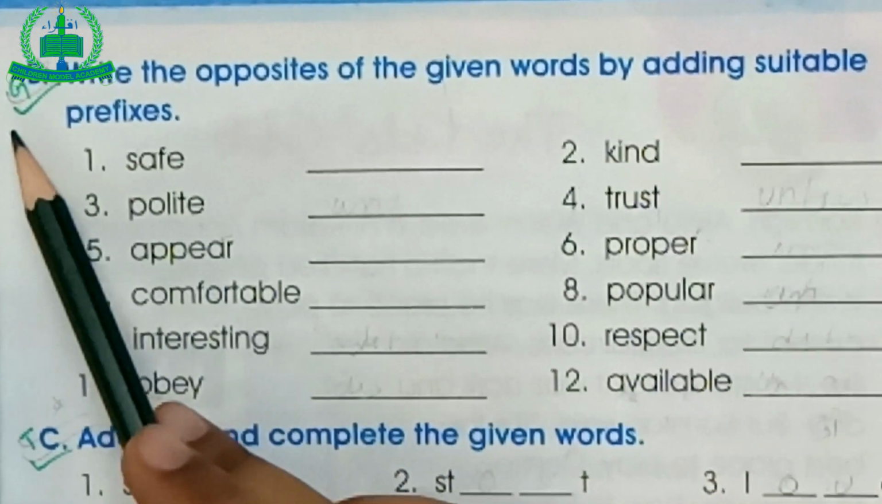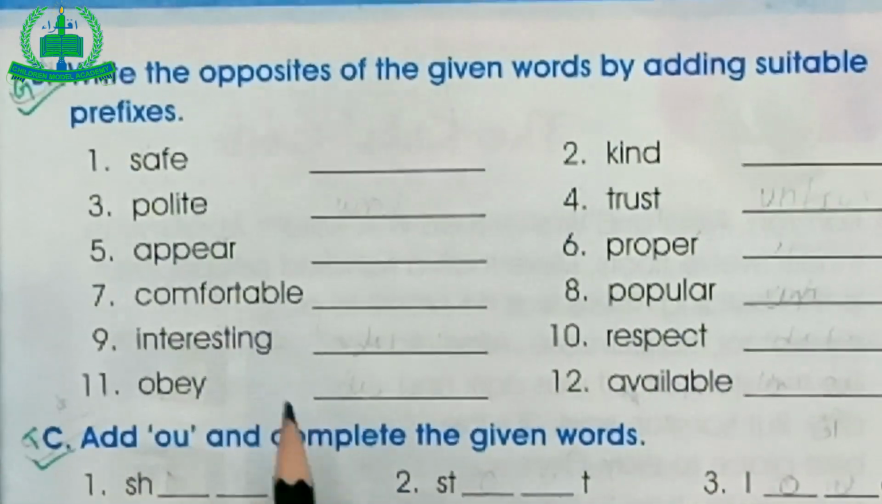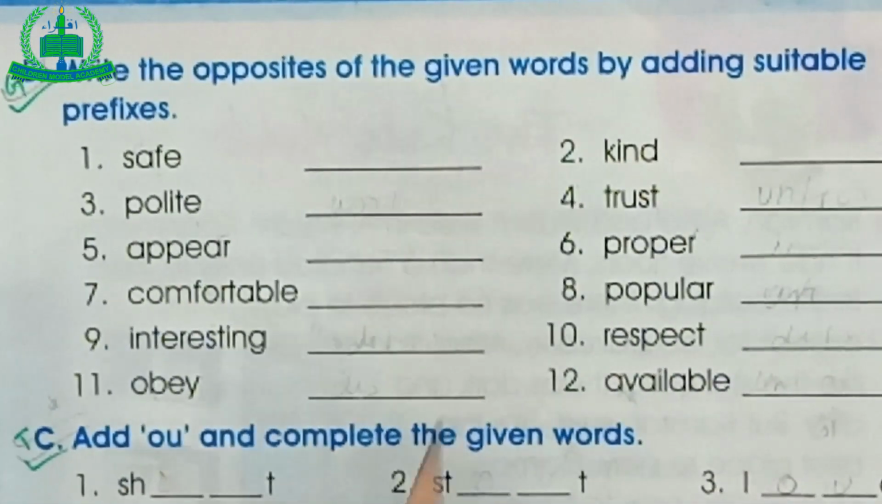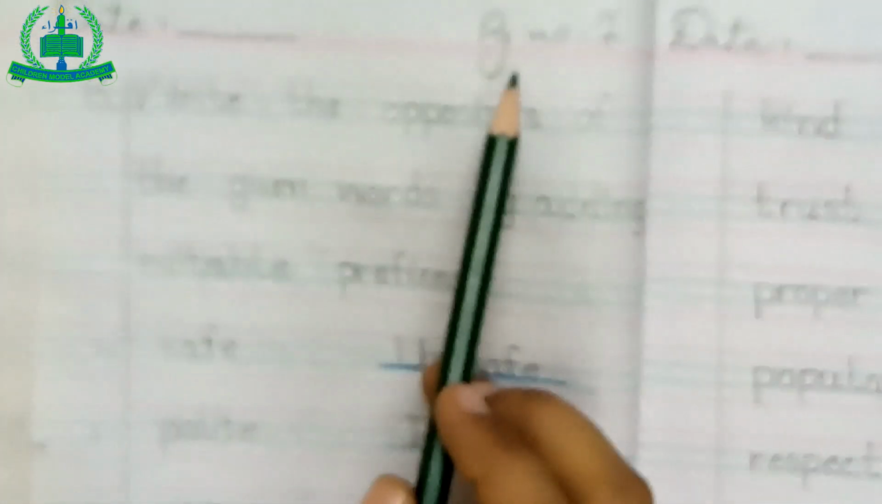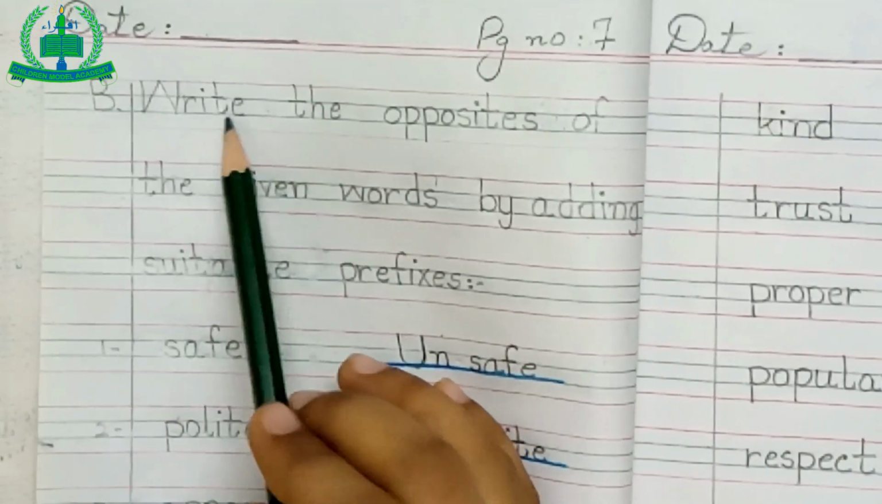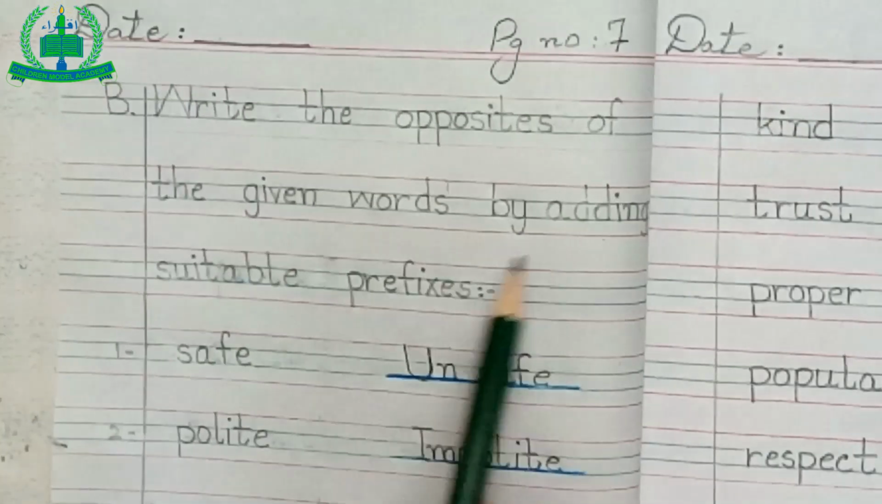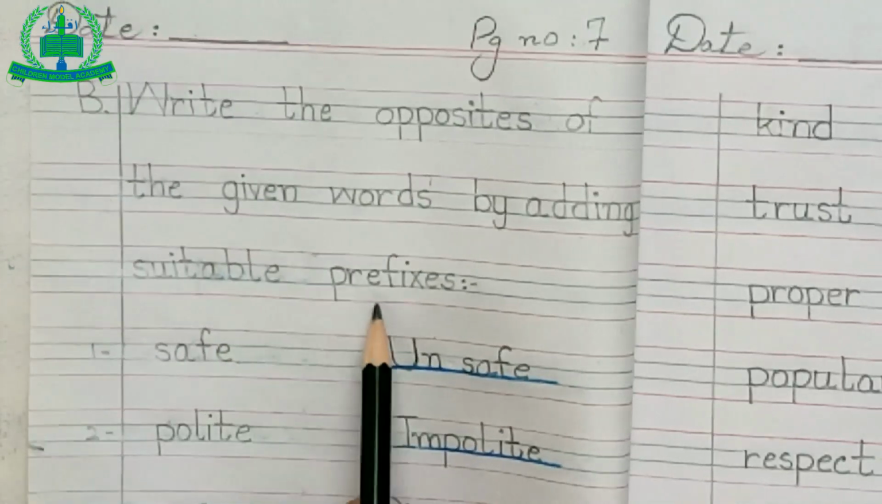This is your grammar exercise. You should do this exercise in your English classwork copy. Mention date, page number, exercise B. Write the opposites of given words by adding suitable prefixes.